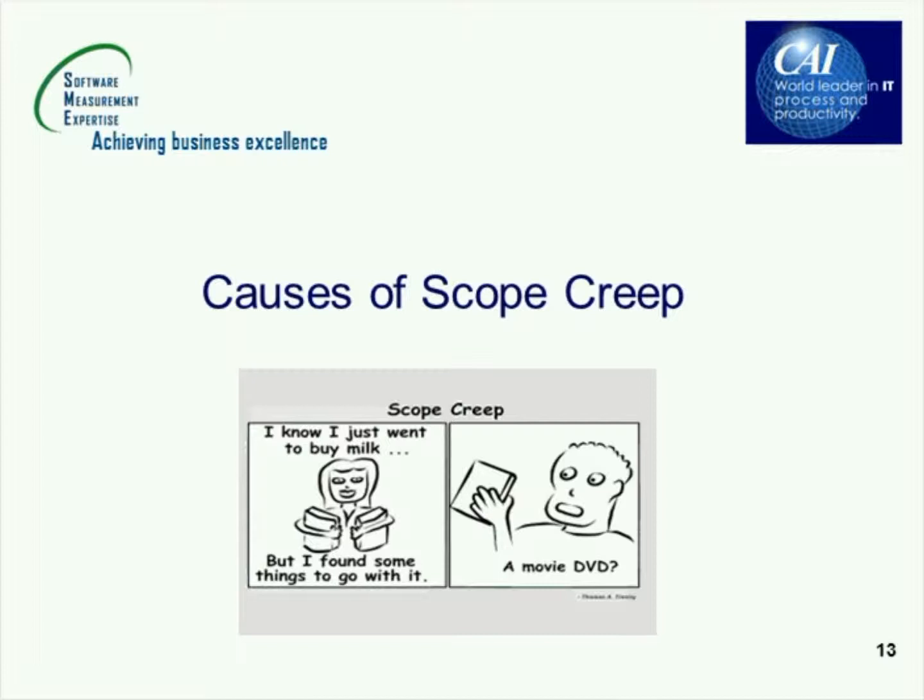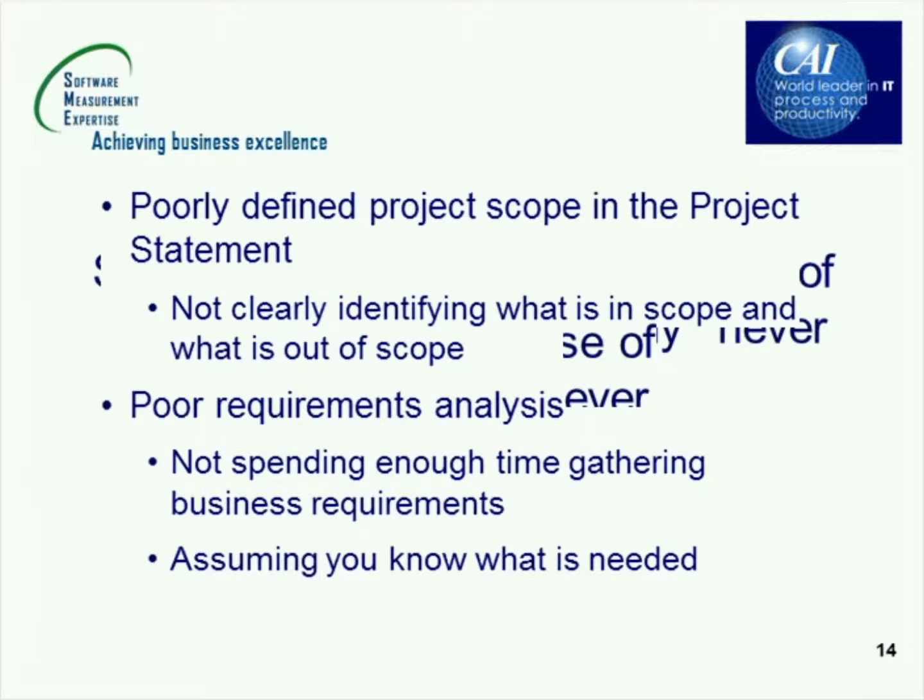Okay, we're going to look at causes of scope creep right now, and I saw this little cartoon. I thought it summed it up pretty well, where the lady says, I know I just went to buy milk, but I found some things to go with it, and the guy's like, a movie DVD? Come on. Okay, so we can all identify with going to the grocery store, and we're only going to buy 5 things, and we come out with 50. I just kind of like that little cartoon there.